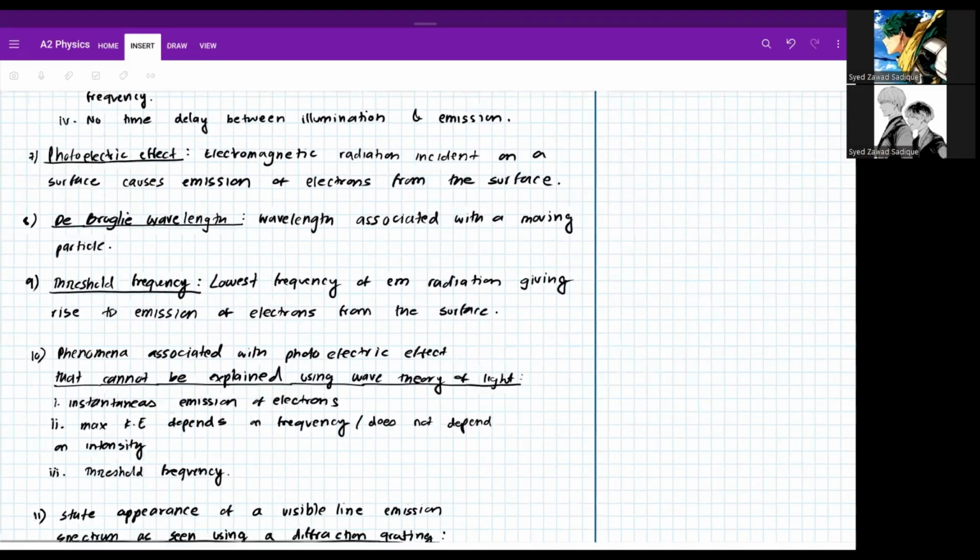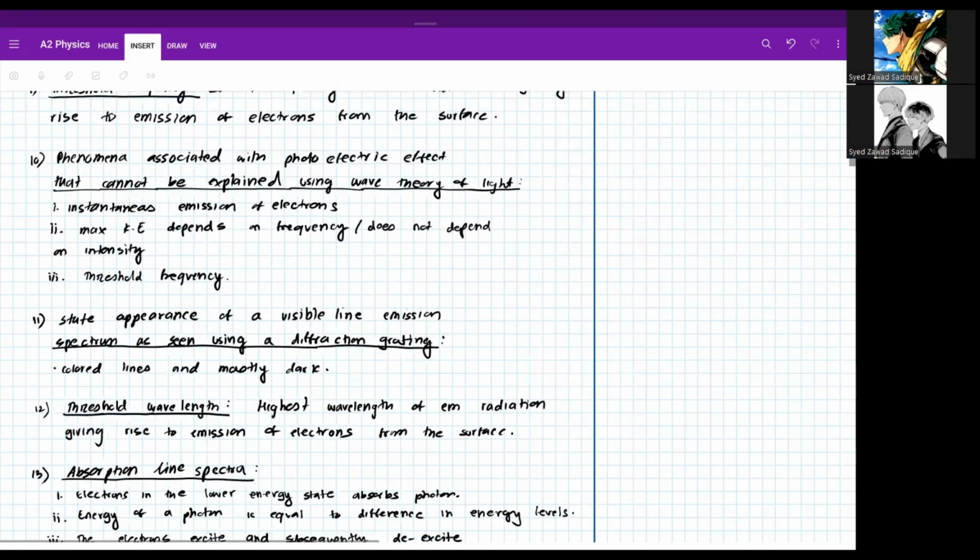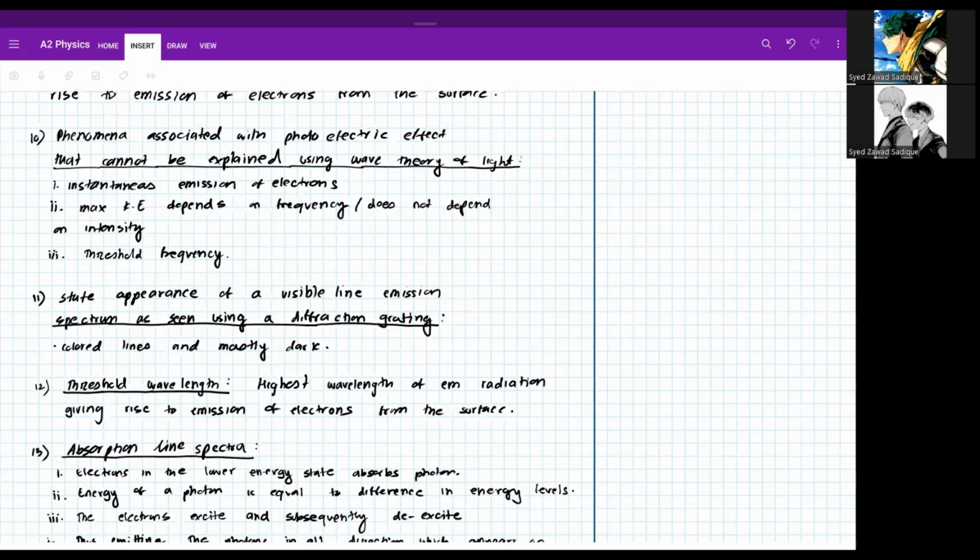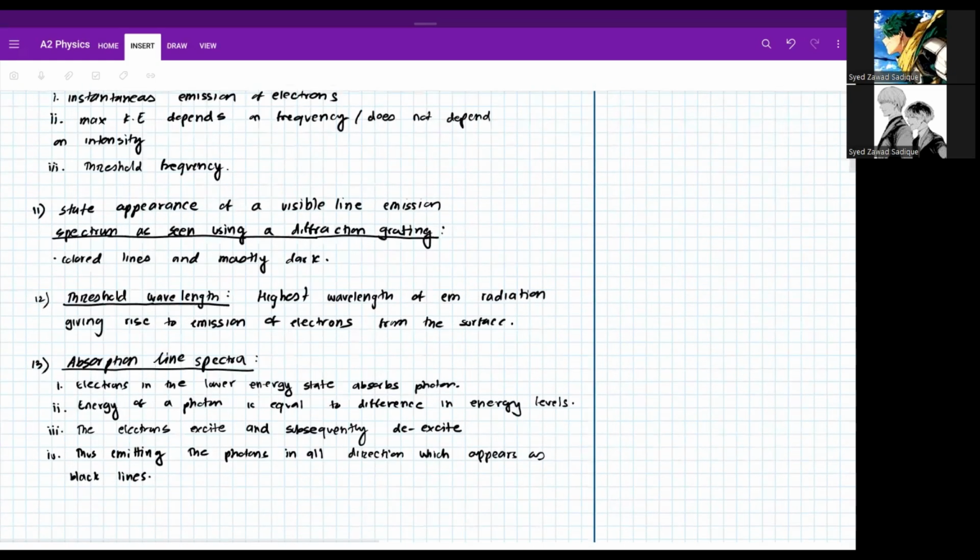Okay, moving on. We have: state the appearance of a visible line emission spectrum as seen using a diffraction grating, that is colored lines and mostly dark. Then the definition of threshold wavelength is the highest wavelength of electromagnetic radiation giving rise to emission of electrons from the surface. This is because energy is proportional to frequency and inversely proportional to wavelength.